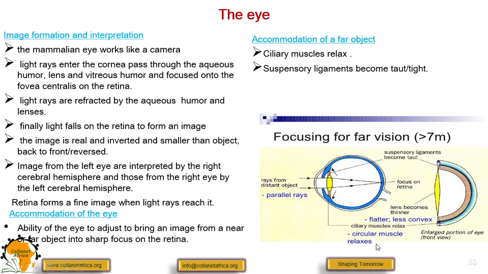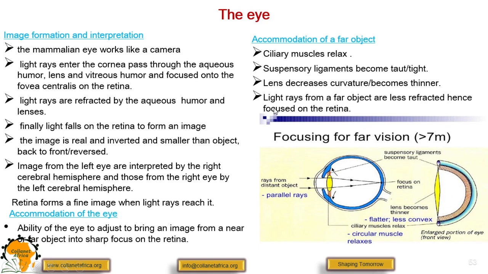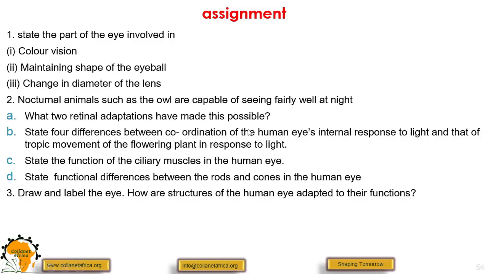So the ciliary muscles here relax, and then the suspensory ligaments, these ones here, become tight. What follows is that the lens decreases in curvature, becomes thin, and light rays from a far object are less refracted, hence focused on the retina. That is for a far object.